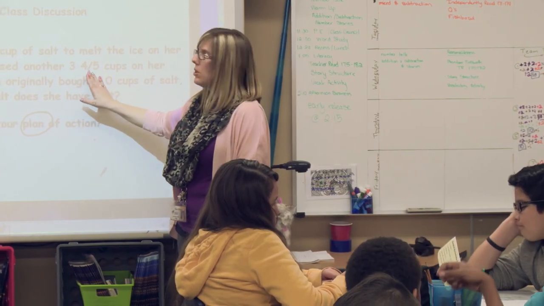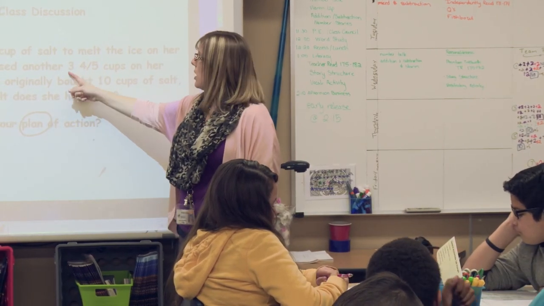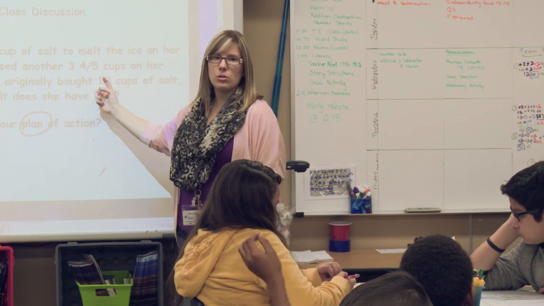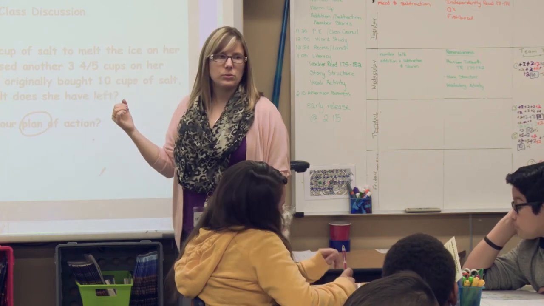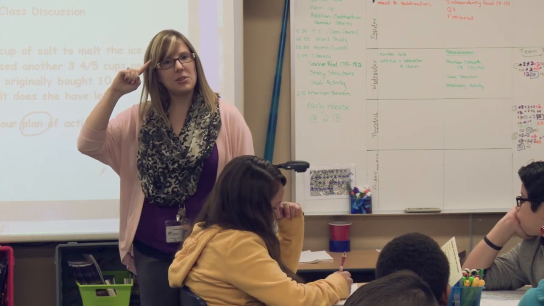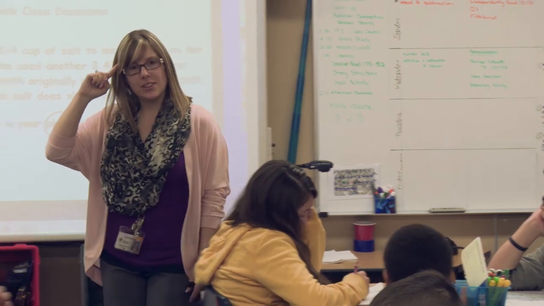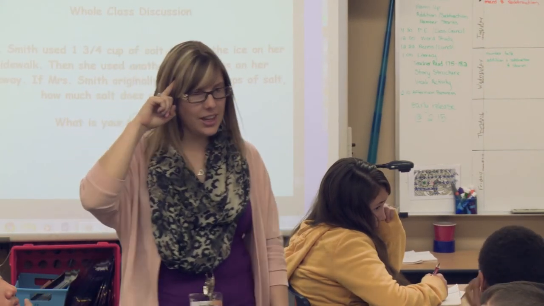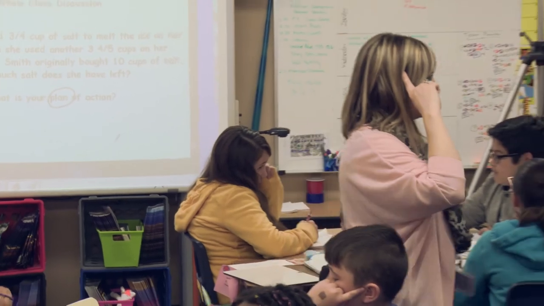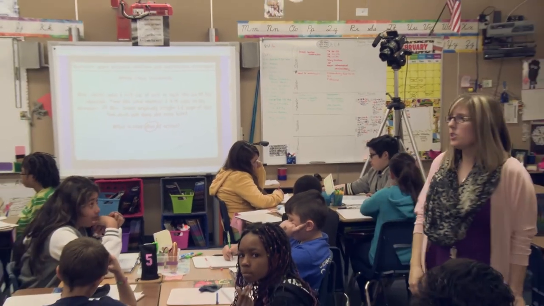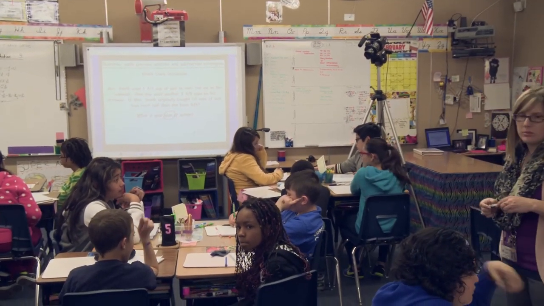We have 3 4/5. What are you gonna round 3 4/5 to, nearest whole number? Thinking. What does that look like? Talk to your table partner. What would you round that up to?